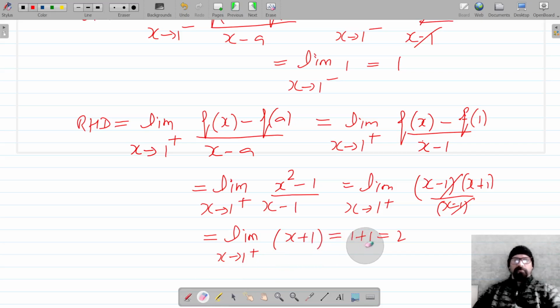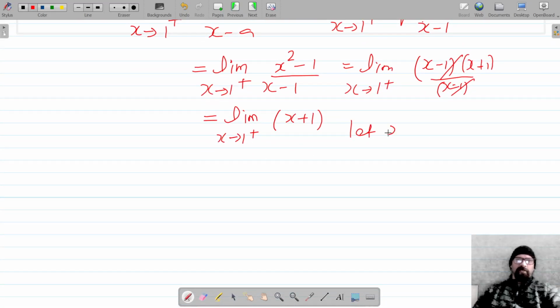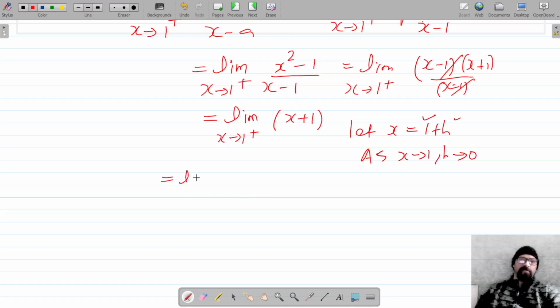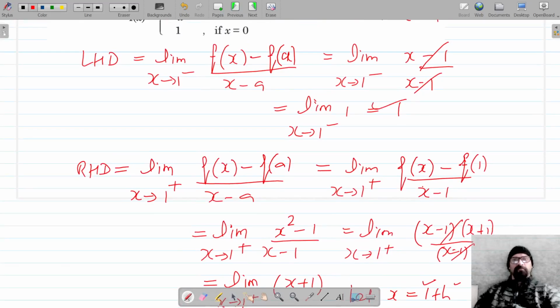We can also try this by taking the limit with h. So let's say x is equal to 1 plus a small value h. As x tends to 1, h tends to 0, which gives limit h tends to 0. So x is 1 plus h. Now I can put the value of h as 0, so 1 plus 0 plus 1 gives me 2. So clearly right hand derivative is 2 and left hand derivative is 1.